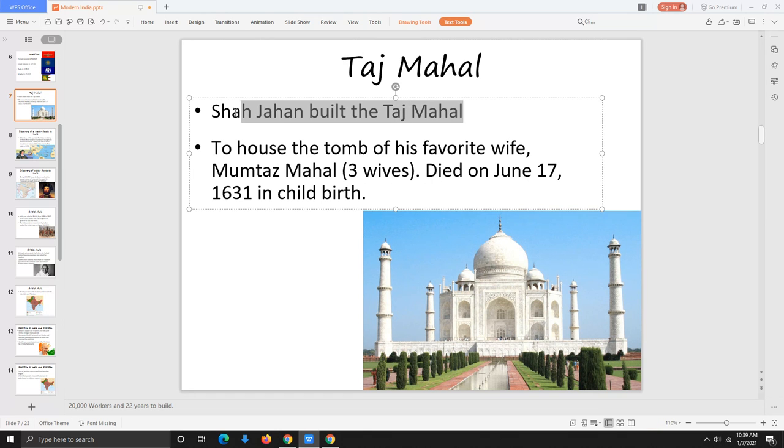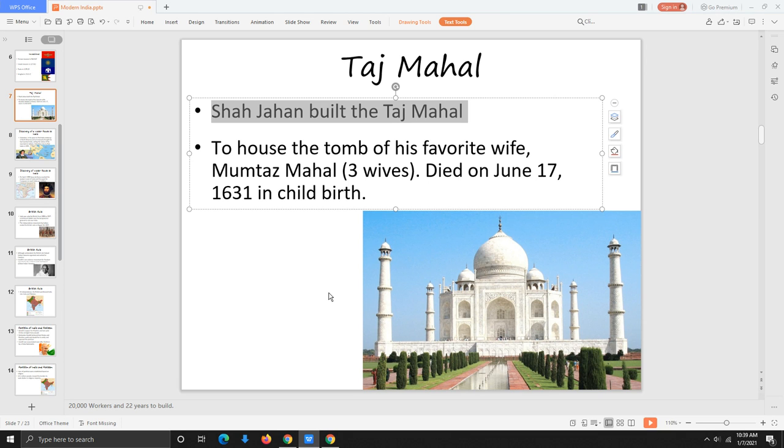The Taj Mahal was constructed by Shah Jahan. Go make a one and write down Shah Jahan built the Taj Mahal. So one, Shah Jahan built the Taj Mahal. So Shah Jahan is the person who built the Taj Mahal. It took about 20,000 workers and 22 years to construct the Taj Mahal.